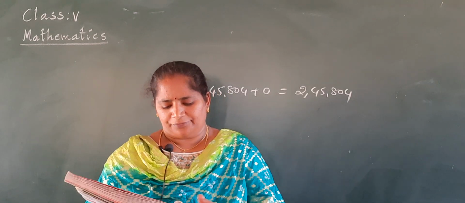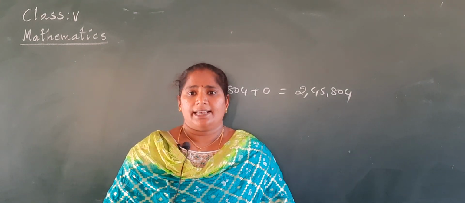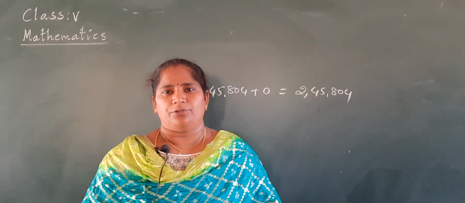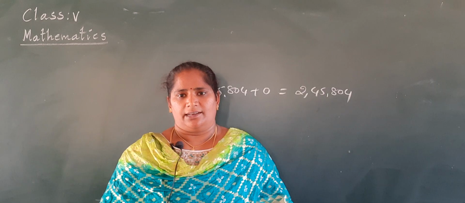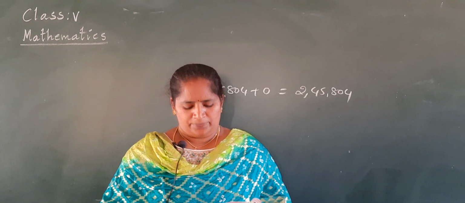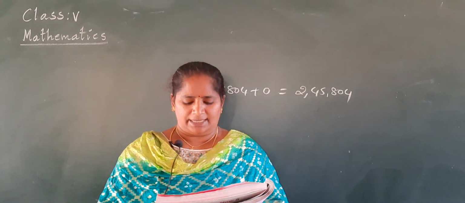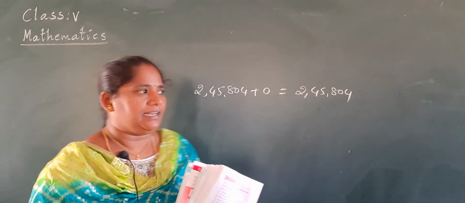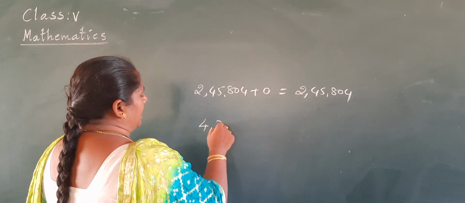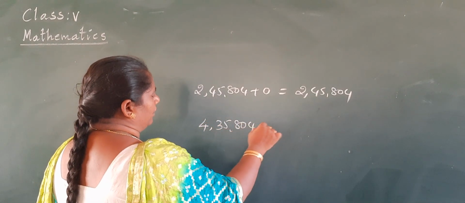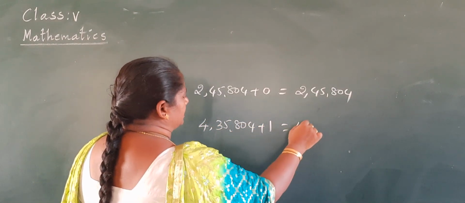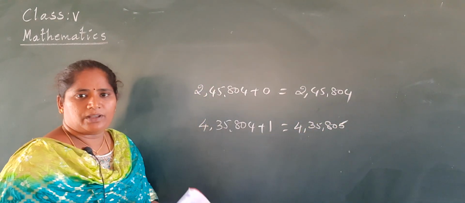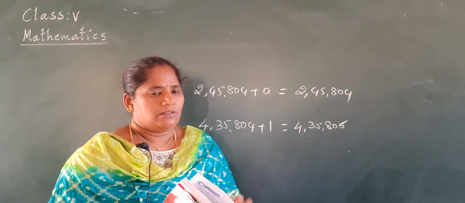To find the total of two numbers, we should add. Yes, to find the total of two numbers, we should do addition. Total means add only. And next, when we add 1 to any number, the obtained sum is the next number. Yes. Let us take 4,35,804. If you add 1 to this, we will get the next number, 4,35,805.